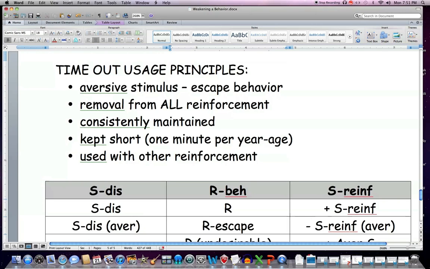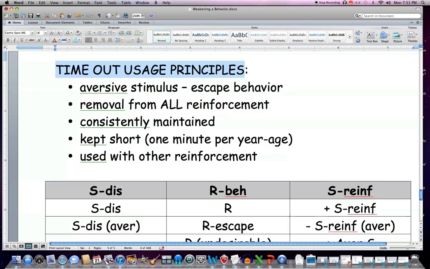Okay, let's try to finish up here on weakening behavior. We're going to talk about timeout usage principles first, and then review everything we've talked about. Kind of overview everything we've talked about in terms of strengthening and weakening behavior.